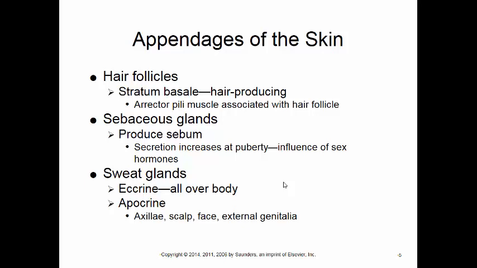Then we have our sweat glands, which are all over the body. There's 2 major types. There's the ones that do temperature, which are the eccrine sweat glands. They're all over, head to toe. And then we have what I call the sex sweat glands, the apocrine. These develop at puberty, and they're in the axillary region, the scalp, face, and external genitalia.